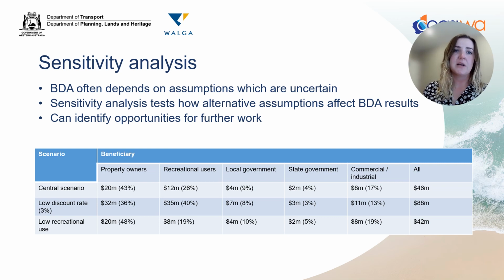This is just an example table of what a sensitivity analysis might look like. So you're varying different factors and seeing how it affects the beneficiaries and the total benefits. It also can identify opportunities for future work. So if you find that there's an assumption that you're really uncertain about, but really strongly affects the results, then that's an area that you want to focus on getting better data and information on.